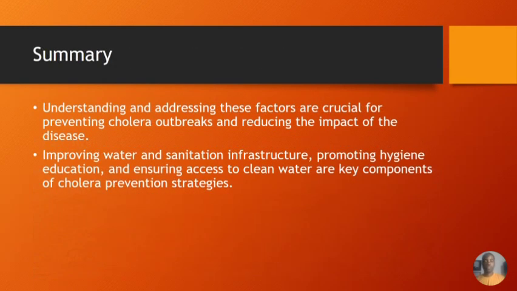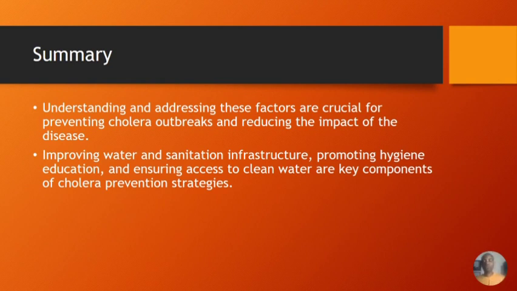In summary, understanding and addressing these factors is crucial for preventing cholera outbreaks. If you understand that you're not supposed to be overcrowded, and not supposed to be using water contaminated with human feces, with sewage being disposed of in the water sources that you drink, you will know that is the root cause of the cholera bacteria spreading into your digestive system. These factors are crucial for preventing cholera outbreaks and reducing the impact of the disease, because once you know what contributes to cholera, you know the best way to prevent it.